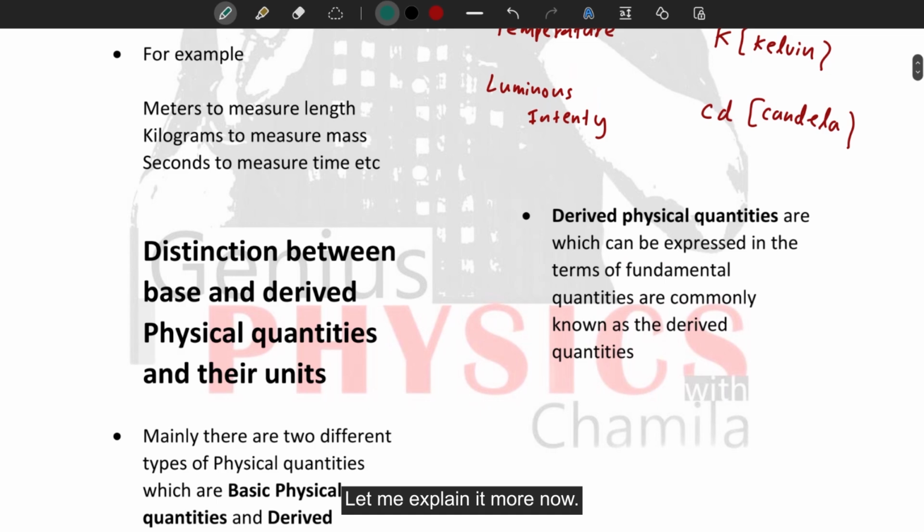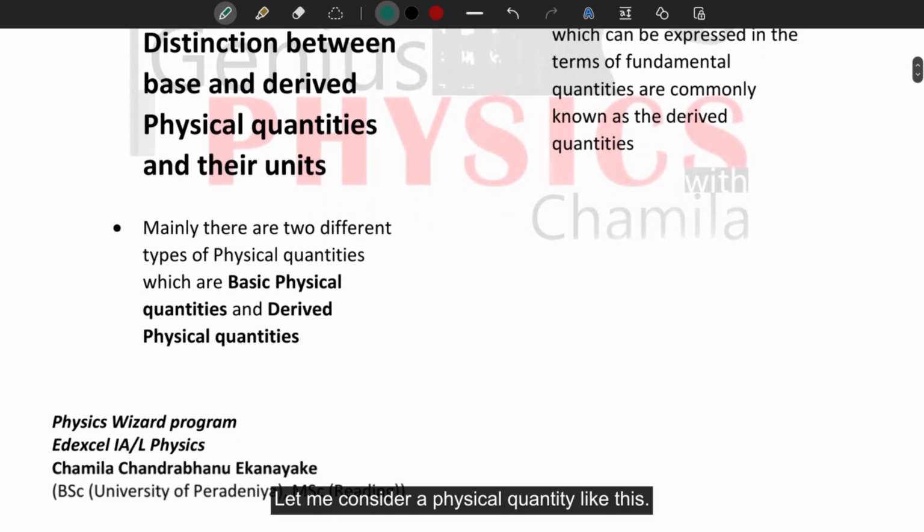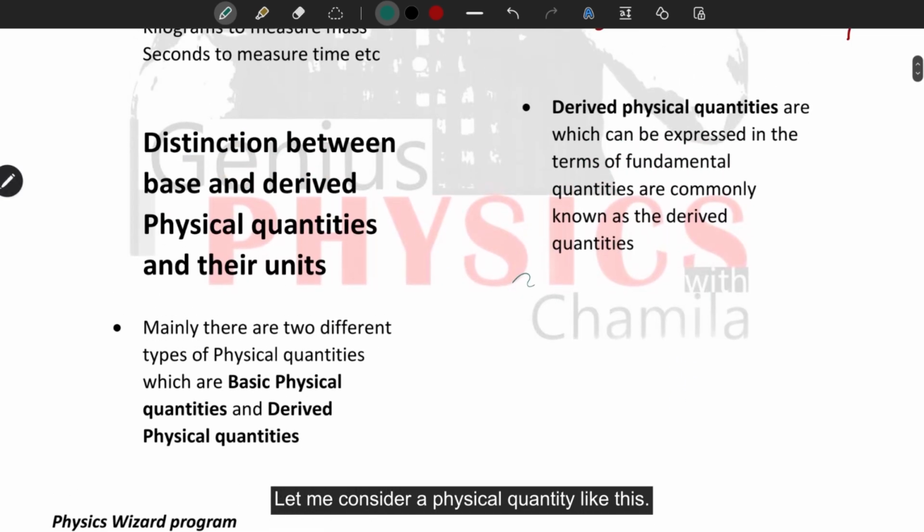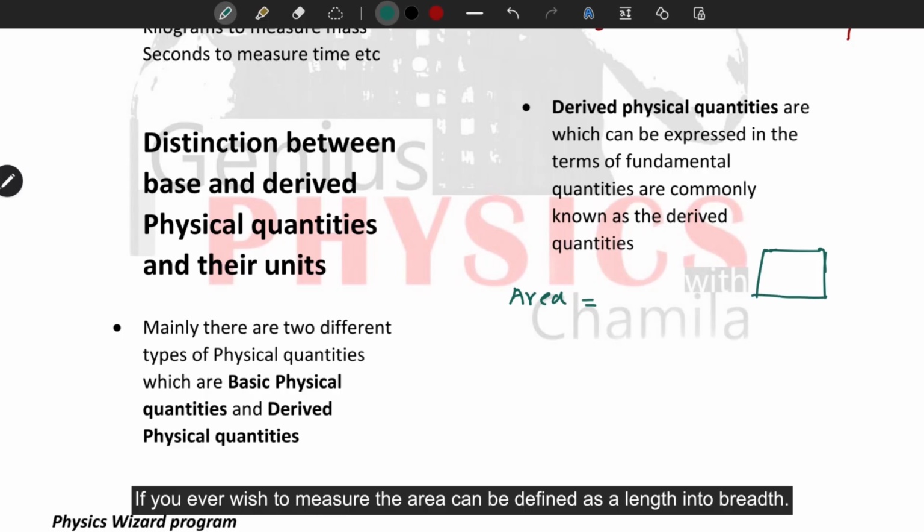Let me explain it more. Now let me consider a physical quantity like this. Let me consider area. We already know the area of a quadrilateral. If you ever wish to measure it, the area can be defined as length into breadth.